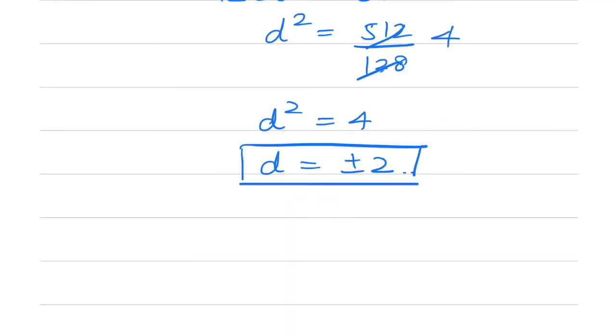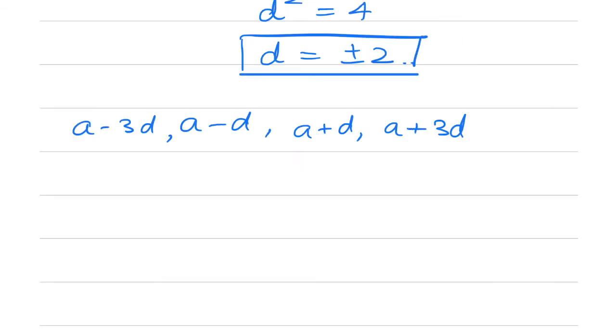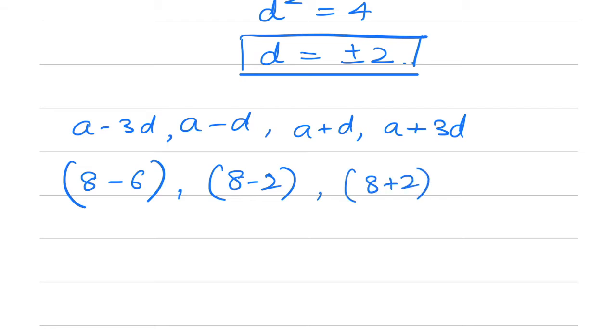We have got a as 8 and d as plus minus 2. So we need to find out the 4 terms, and we assume the terms as a minus 3d and a minus d, then we have a plus d and a plus 3d. Now let's substitute the values of a and d. a is 8 and d, suppose if I take plus 2 first time, 8 minus 6, and this would be 8 minus 2, then we have 8 plus 2, then we have 8 plus 6. So we get 2 and 6, 10 and 14.